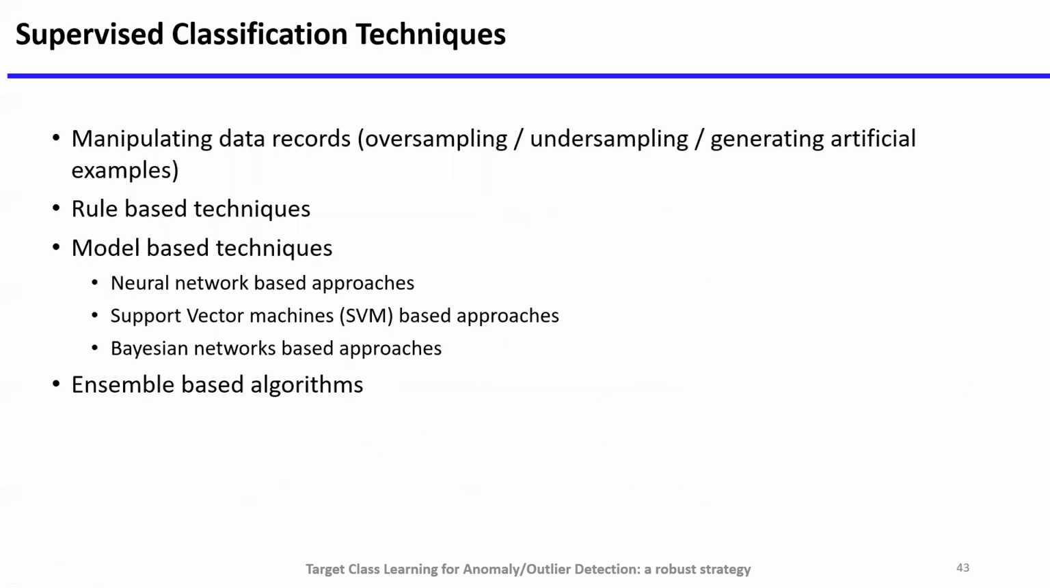There can be various methods of handling these supervised classification techniques for anomaly detection. First, we can handle it at the data preparation level. For example, we can use oversampling and undersampling, and we can also manipulate the data records so that we get balanced samples by using artificial data sample generation techniques.